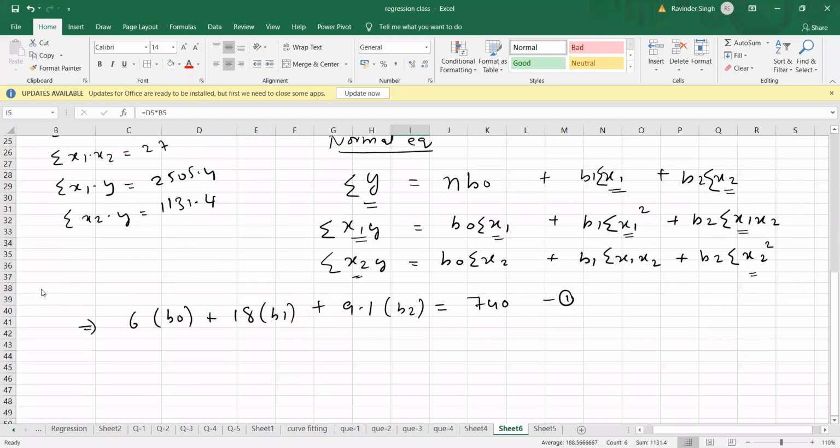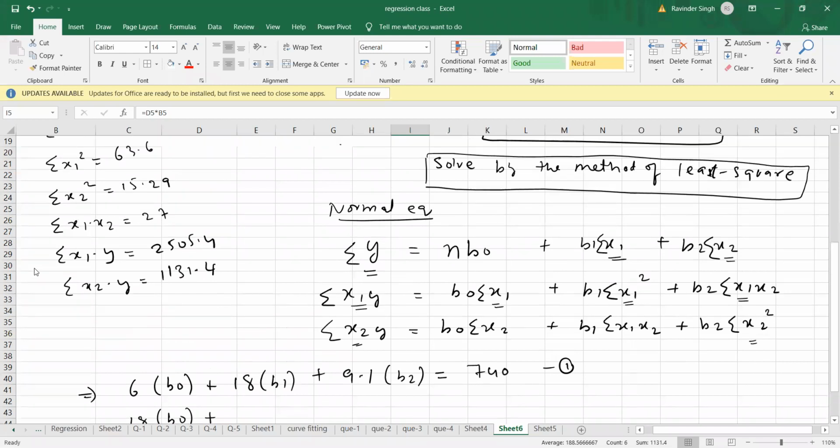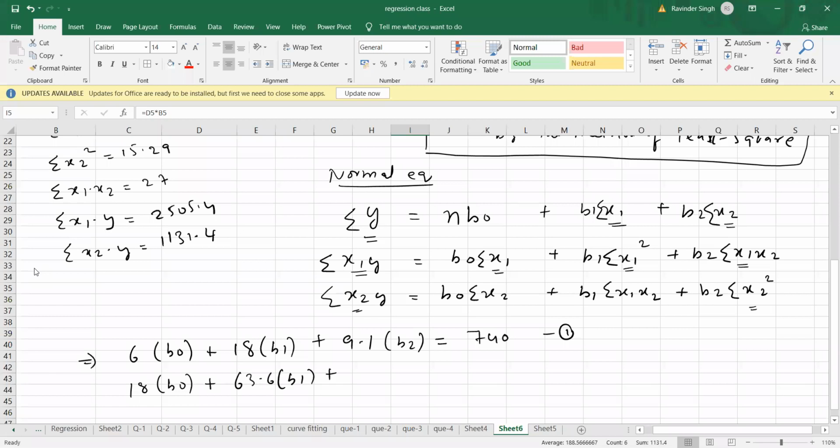All right. Second equation, b naught into summation of x1. So this will be 18 into b naught plus summation of x1 square, 63.6, into b1 plus b2 times summation of x1 x2. So x1 x2 is 27. So this will be 27 into b2 is equal to summation of x1 into y, which is 2505.4.